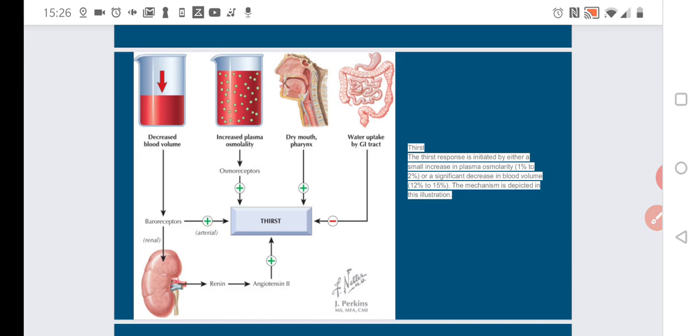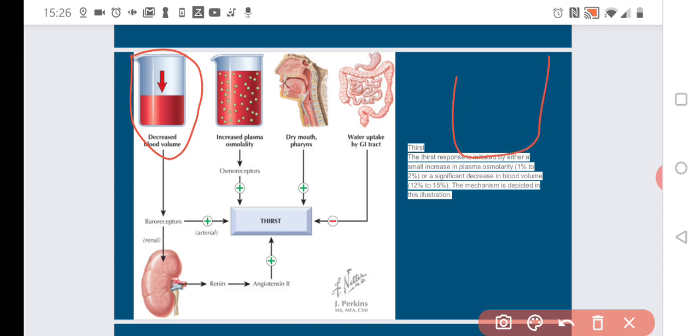And how can our organism get the idea that we do not have enough water? First of all, the simplest thing: we have decreased blood volume, we have a decreased amount of water. The other thing, also quite simple, is increased plasma osmolarity.